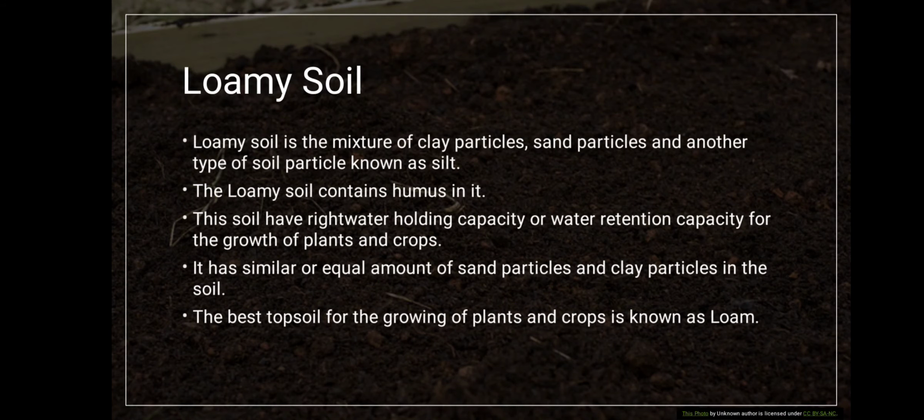Loamy soil. Loamy soil is the mixture of clay particles, sand particles, and another type of soil particle known as silt. The loamy soil contains humus in it. This soil has the right water holding capacity or water retention capacity for the growth of plants and crops. It has similar or equal amounts of sand particles and clay particles in the soil. The best topsoil for the growing of plants and crops is known as loam.